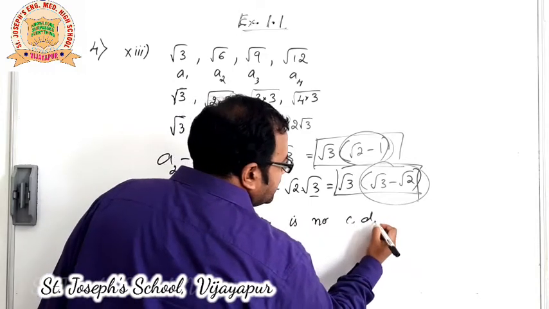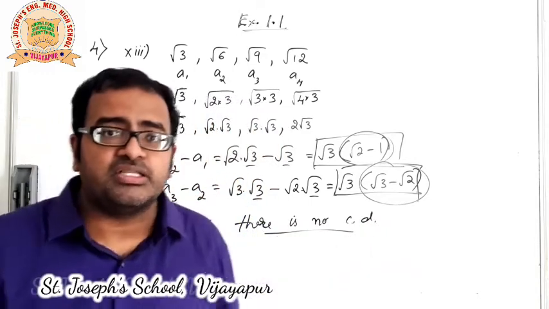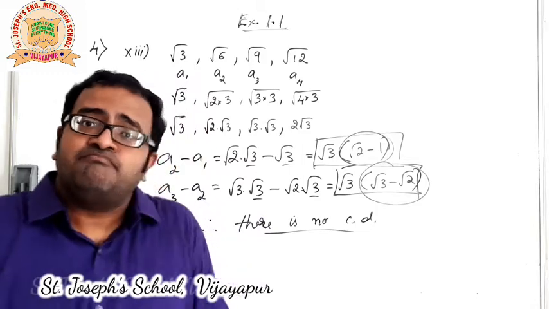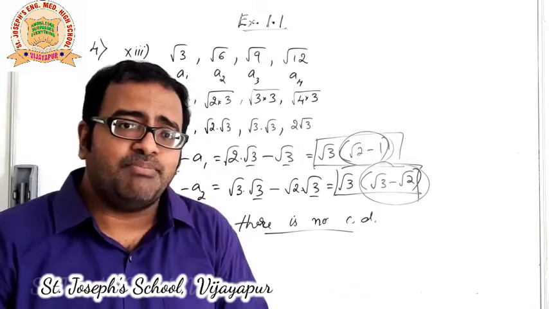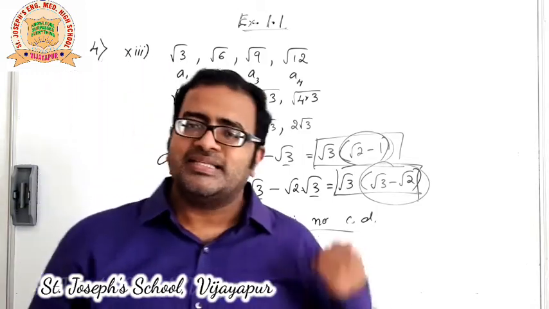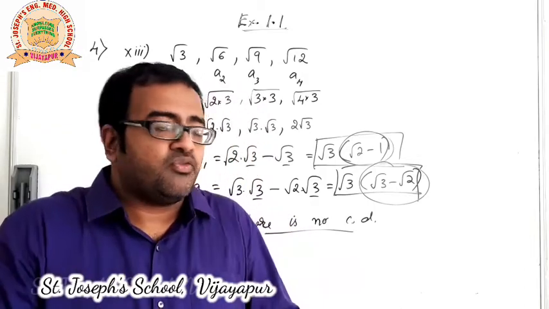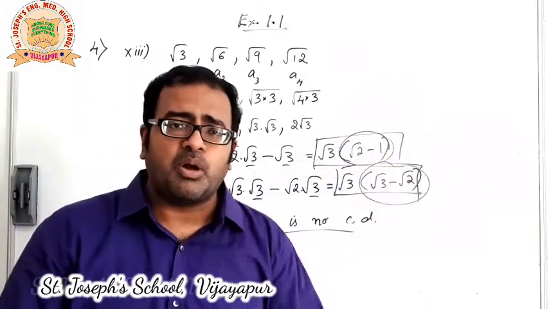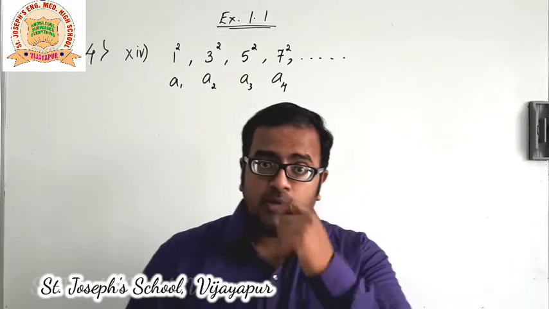There is no common difference. If there is no common difference, then what will you say about the AP? Sorry, then it is not an AP. So you can just mention that this is not an AP. You don't have to find out the next 4 terms. The problem stops here.